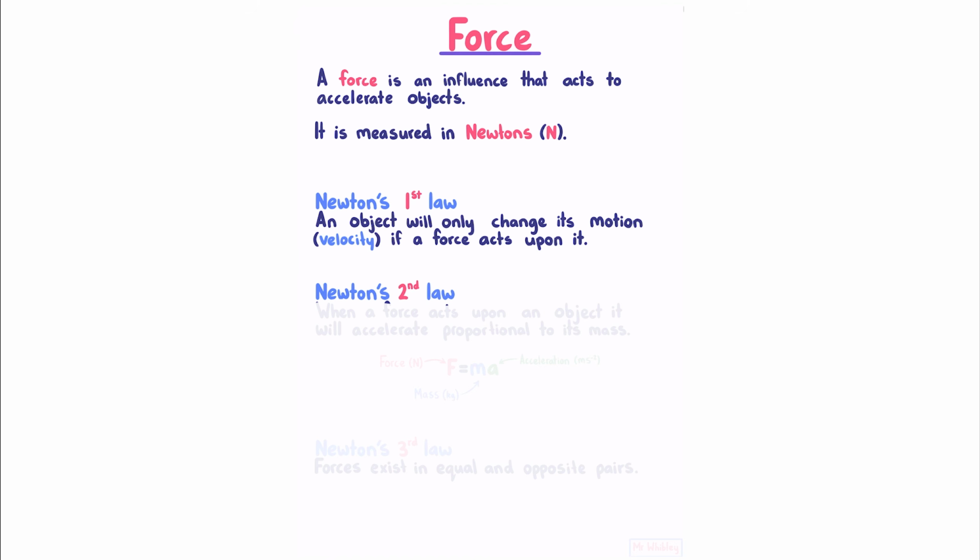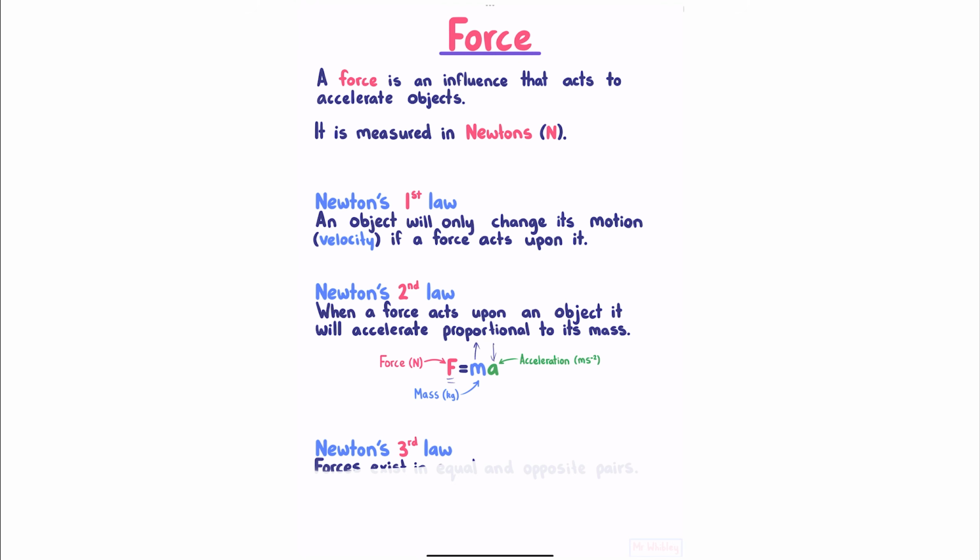Newton's second law states that when a force acts upon an object, it will accelerate proportional to its mass, so that when we apply a force to an object, that object is going to accelerate at a rate depending on its mass. For the same amount of force, an increase in mass is going to see a decrease in acceleration.